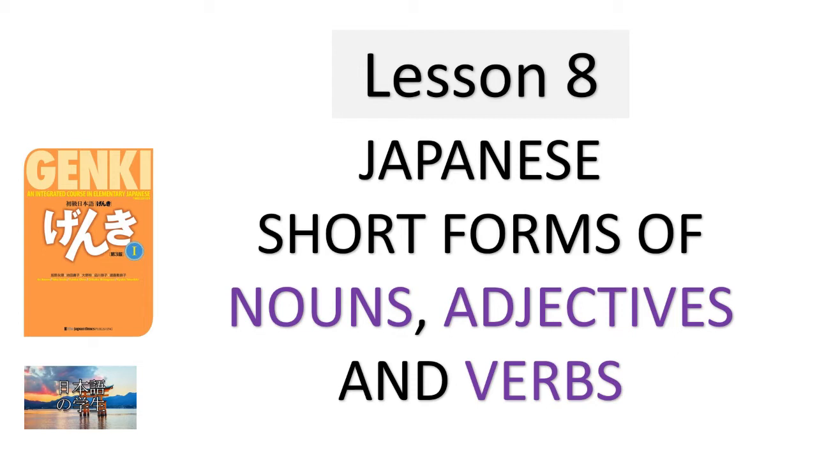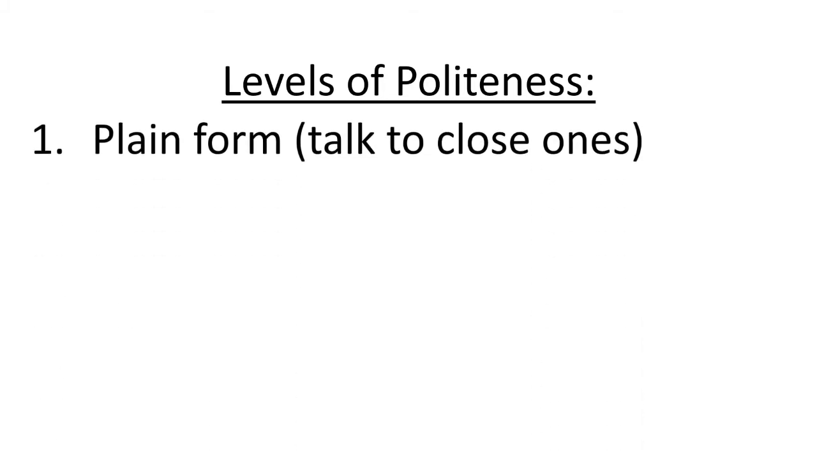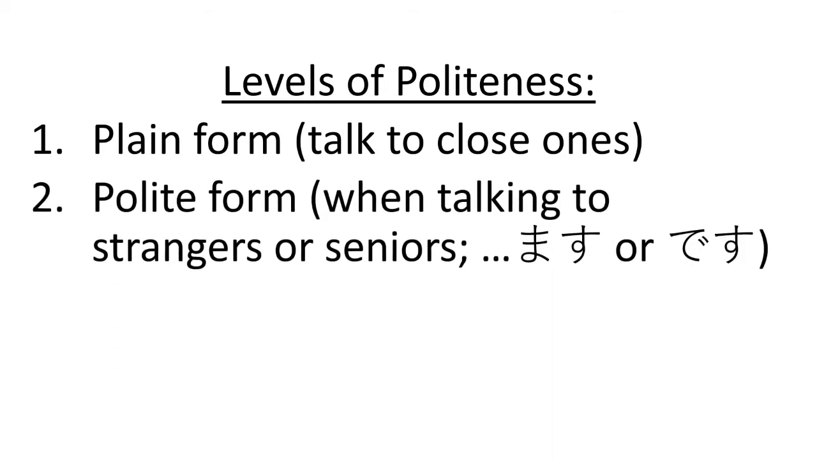In this lesson, we are going to learn about the Japanese short forms of nouns, adjectives, and verbs. The Japanese language has different levels of politeness. We have the plain form, the one that we use when we are talking to close ones like friends or family. We have the polite form when talking to strangers or to seniors. If you have heard the mas or des, those are polite form.